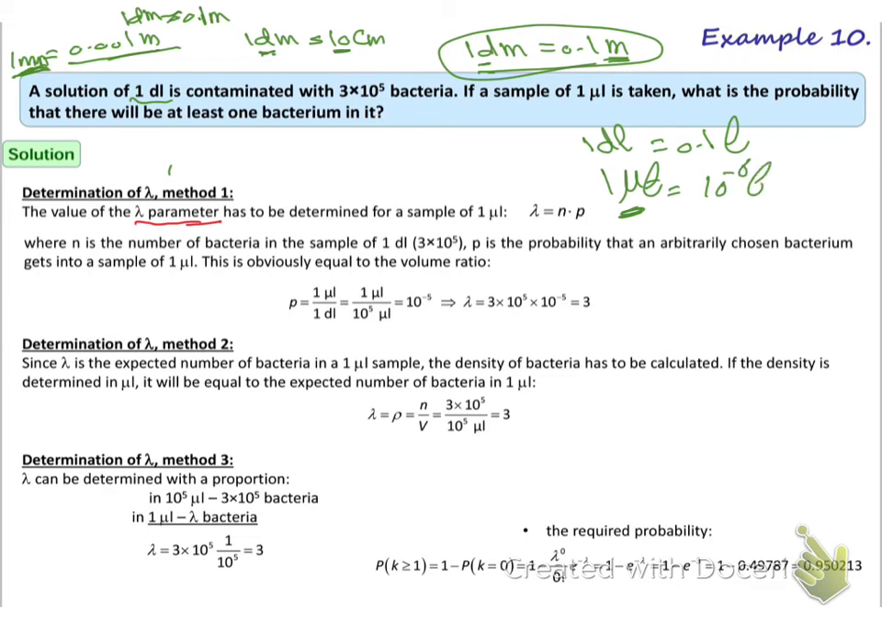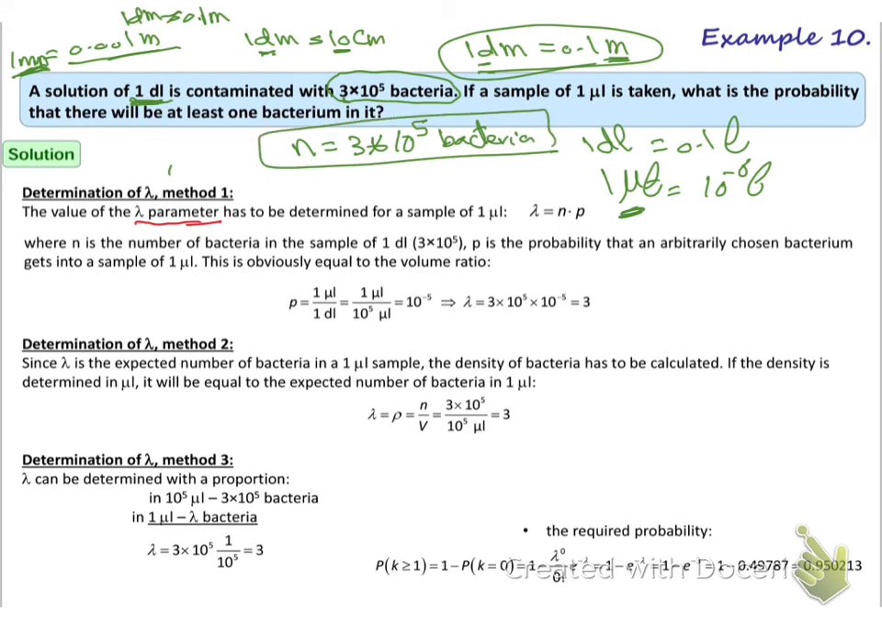So the point here is only the calculation. Here a solution of 1 deciliter is contaminated with 3 times 10 to the power 5 bacteria. So I have a huge number of bacteria. N is a huge number, a very big sample. Sorry, it's 3, not 5: 3 times 10 to the power 5 bacteria. So this is my N.